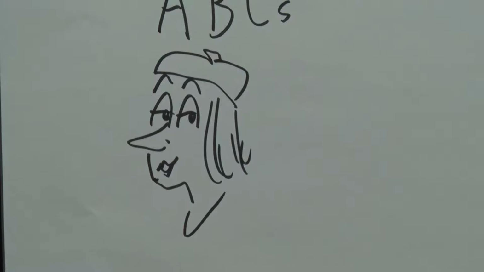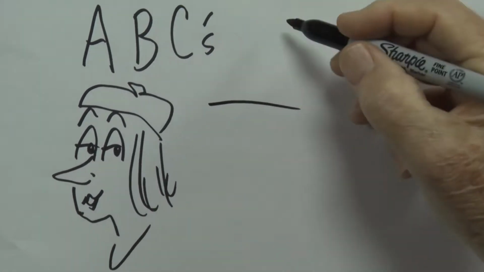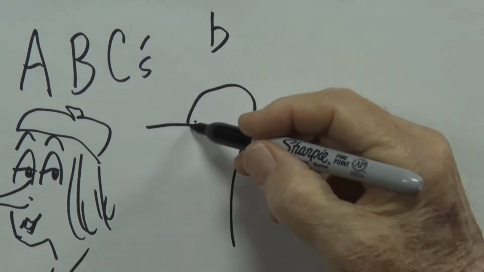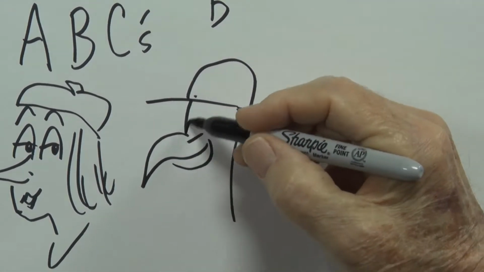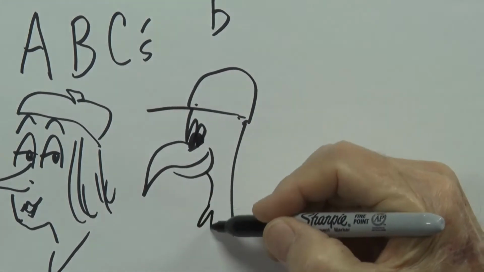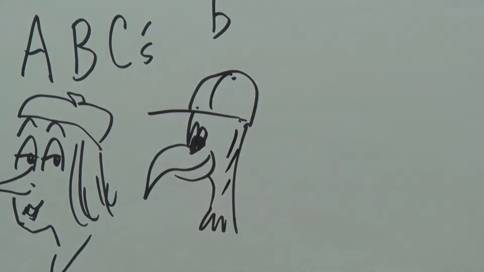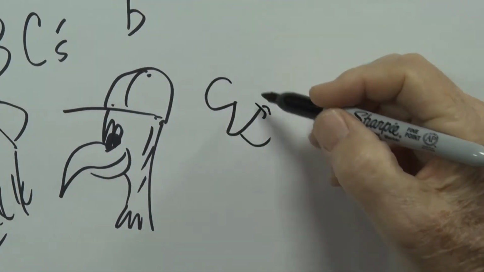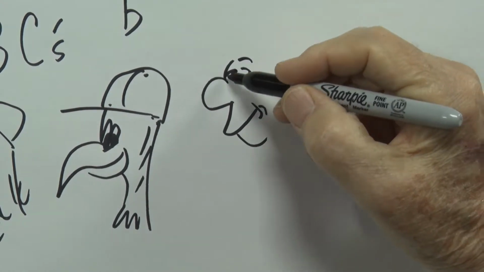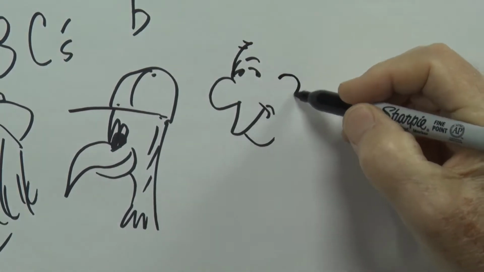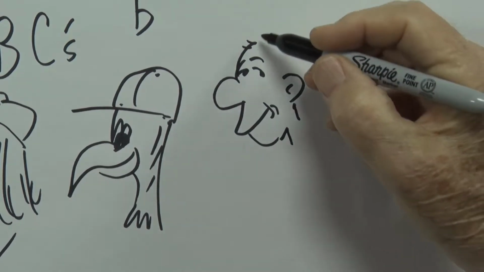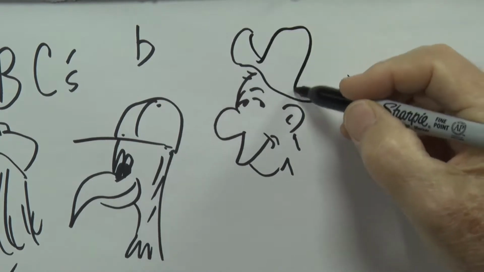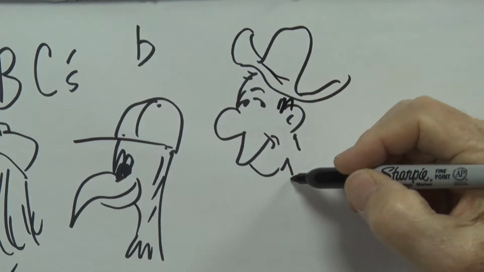And in the case of B, you can do a lowercase b like this, but turn it down like that and come out with an eagle or some other kind of feathered friend. And C is very easy. You can do a nose. You can do a C backward like that for an ear. And you can do a C like that and make a crazy looking hat.